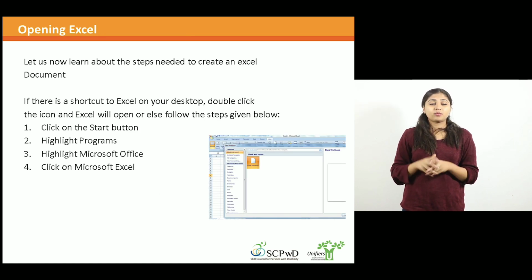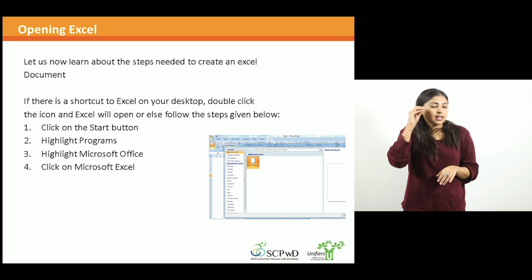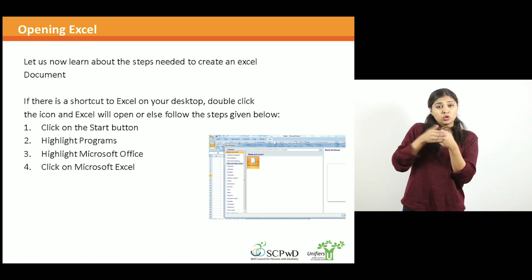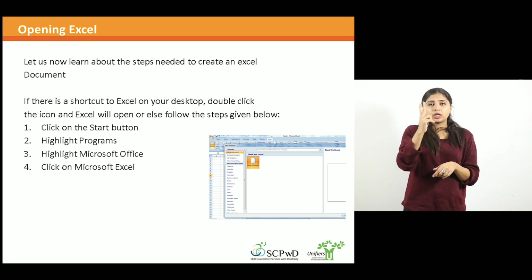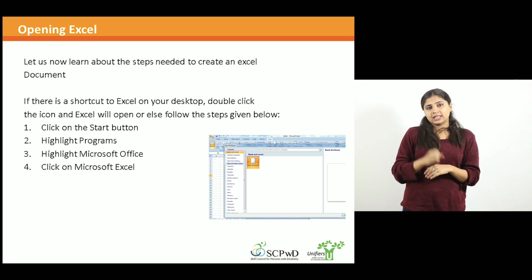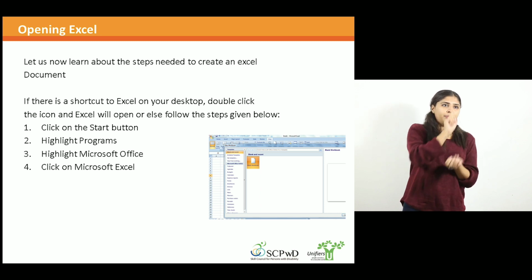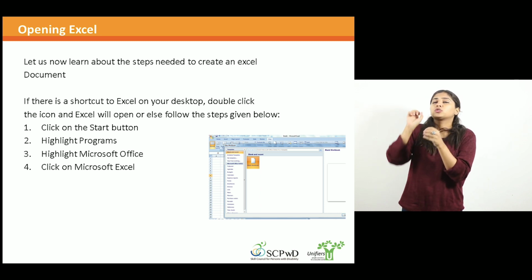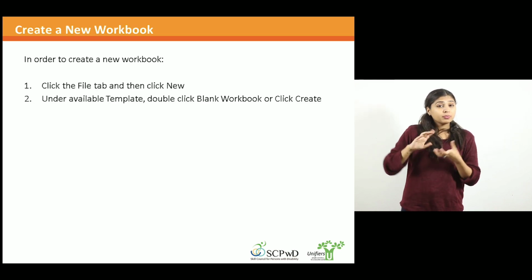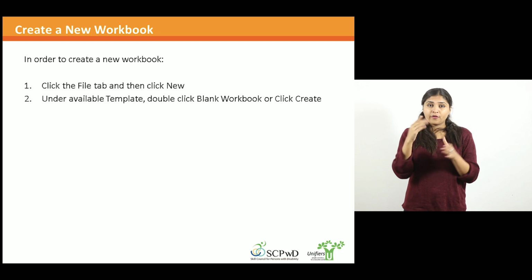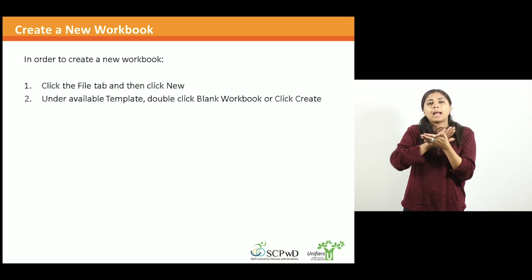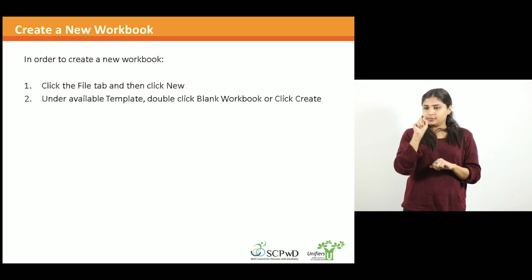Opening Excel. Let us now learn about the steps needed to create an Excel document. If there is a shortcut to Excel on your desktop, double-click on the icon and Excel will open, or else follow the steps given below. Click on the Start button, highlight Programs, highlight Microsoft Office, click on Microsoft Excel. Create a new workbook. In order to create a new workbook, click on the File tab and then click New. Under Available Templates, double-click Blank Workbook or click Create.